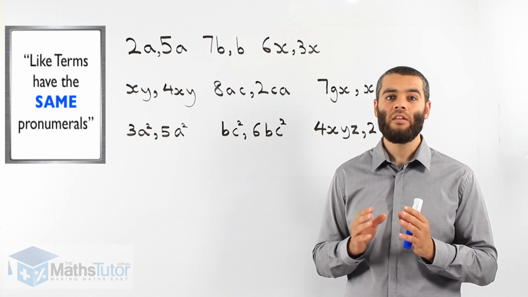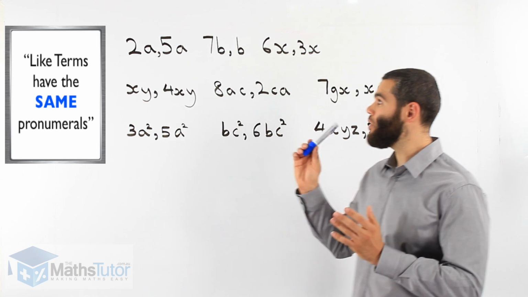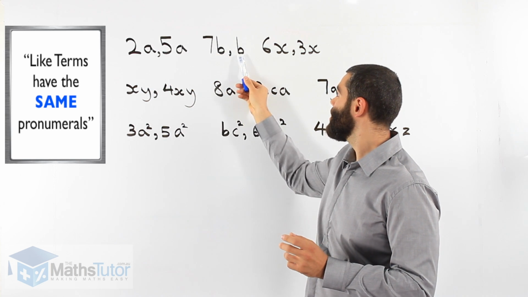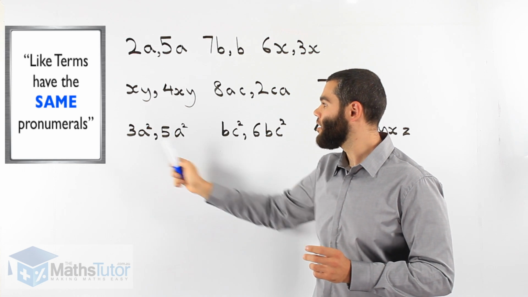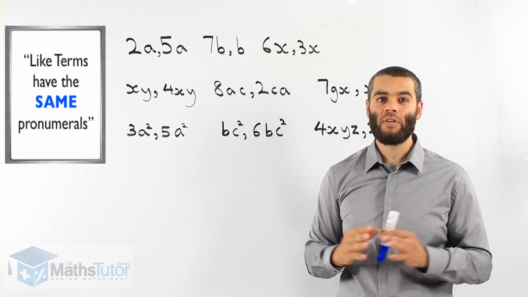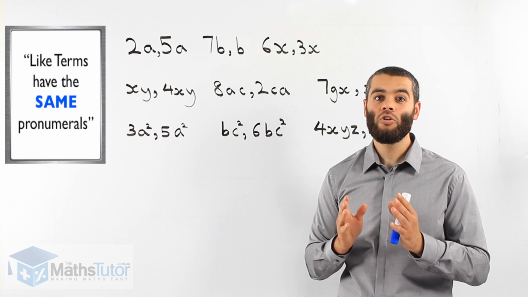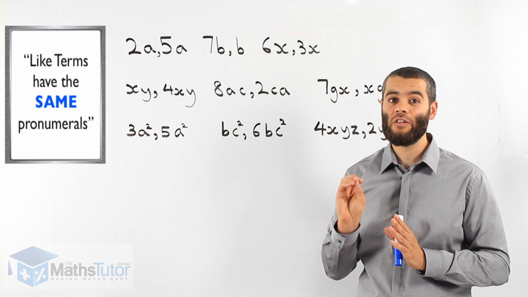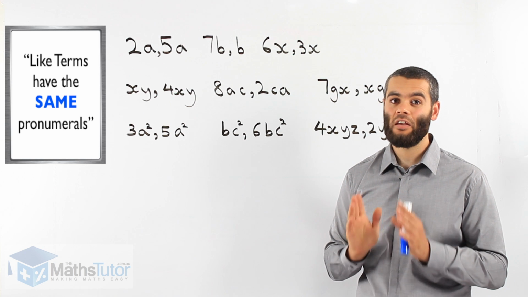Like terms meaning that the terms have the same pronumerals. Now, what is a term? This is a term: 2a, 5a, 7b, b, 6x, 3x, xy, 4xy, 3a squared, 5a squared. These are all terms. To add or subtract, we have to make sure we have like terms, meaning terms that have the same pronumerals. If you want to learn anything in algebra that is so important, it's this. You have to only add or subtract like terms.